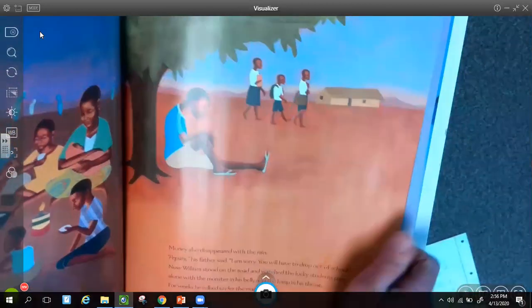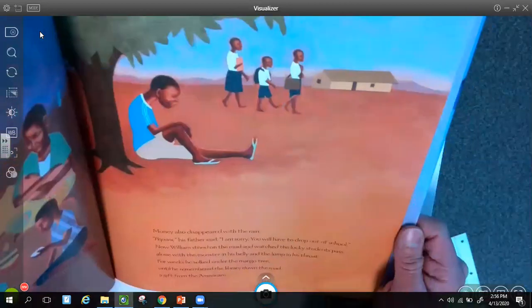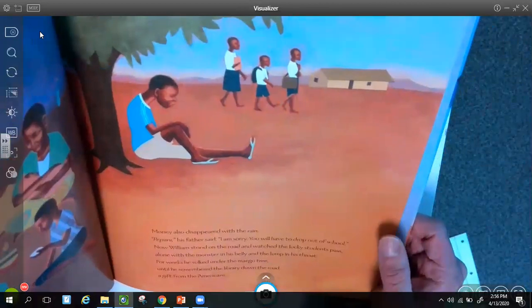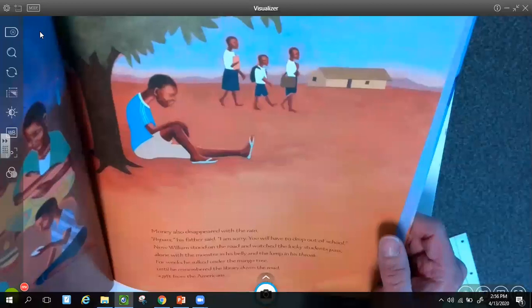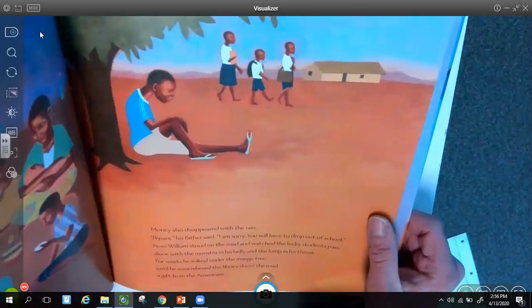Money also disappeared with the rain. "Papani," his father said, "I am sorry. You will have to drop out of school." Now William stood on the road and watched the lucky students pass. Alone with the monster in his belly and the lump in his throat, for weeks he sulked under the mango tree until he remembered the library down the road, a gift from the Americans.